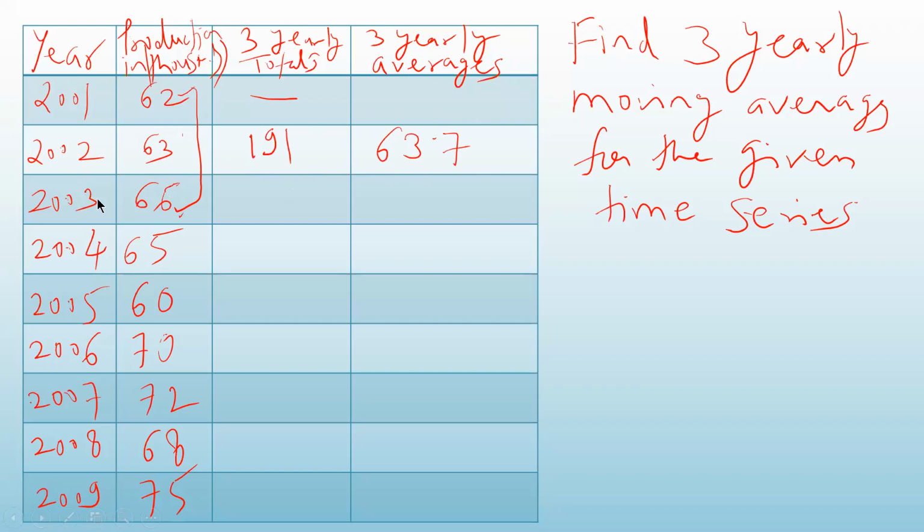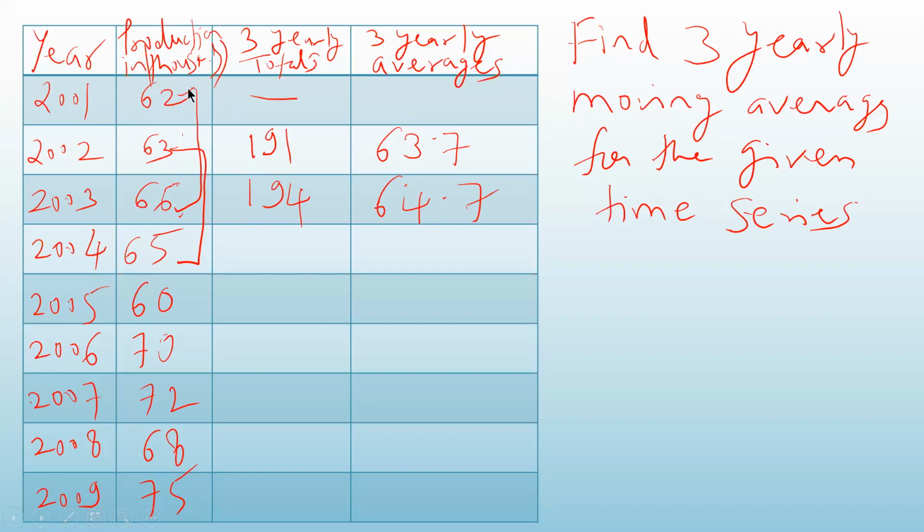Now I have to calculate the average for 2003. I'll take the average of this value, the previous one, and the next one. So I have to add these three numbers: 63 plus 66 plus 65. That gives me 194. Divide by 3 will give me the average, so it is 64.66. I'll write 64.7. So I have calculated the average for 2003. See, the actual value was 66, and the average is coming as 64.7.